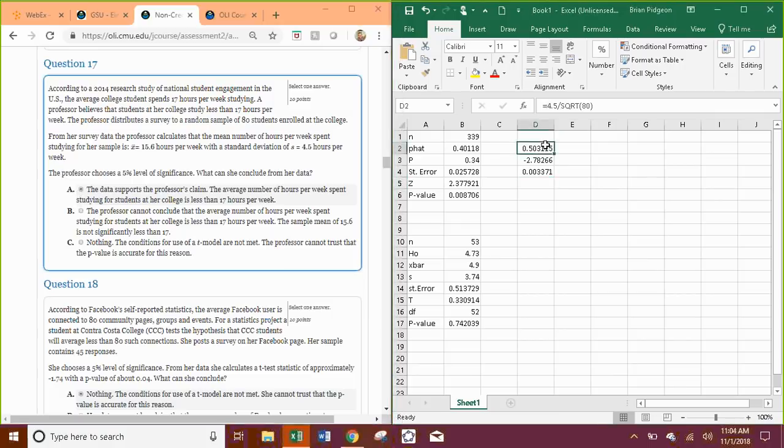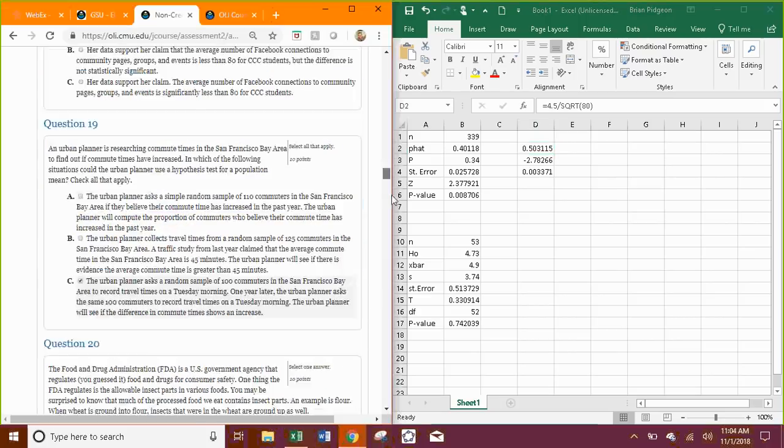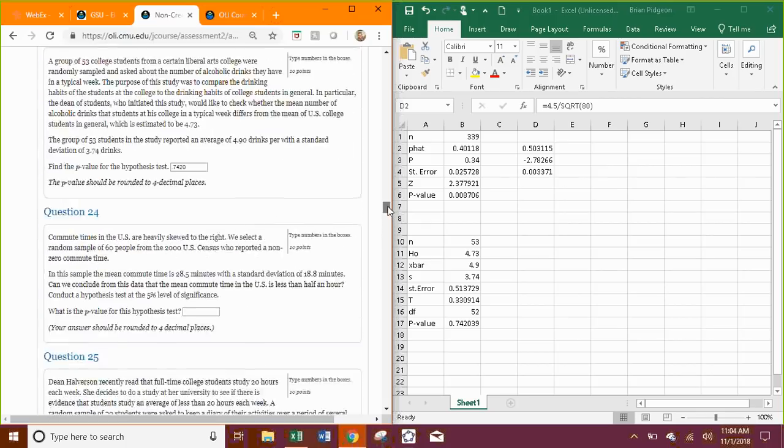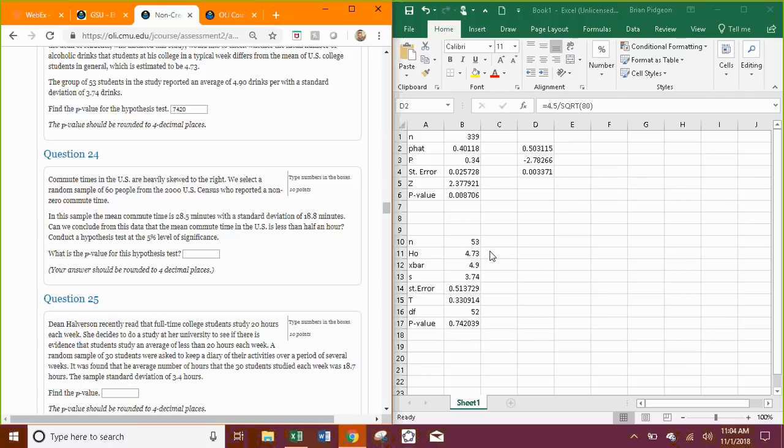Degrees of freedom is 79. It supports it. Because our standard error of the sampling distribution, which I didn't calculate, I just thought of it now, is 0.5. So actually the answer to 17 should be A.